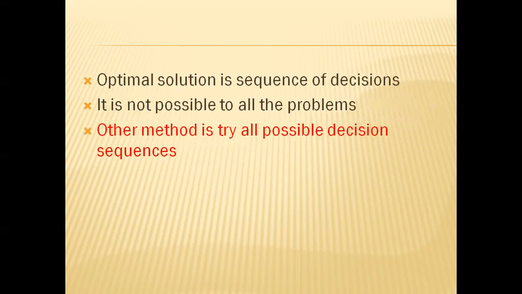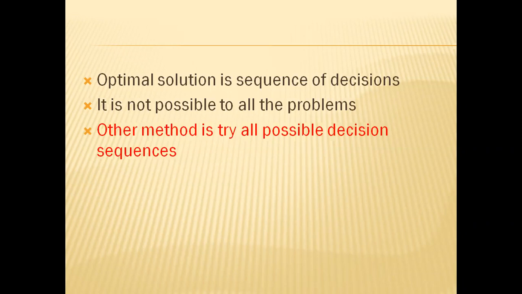So in dynamic programming, the optimal solution is a sequence of decisions. You already found optimal solutions in the third unit by using the greedy method. The optimal solution means the maximum value or minimum value, based on the problem. Suppose you are finding a minimum spanning tree. The minimum cost is the optimal solution.